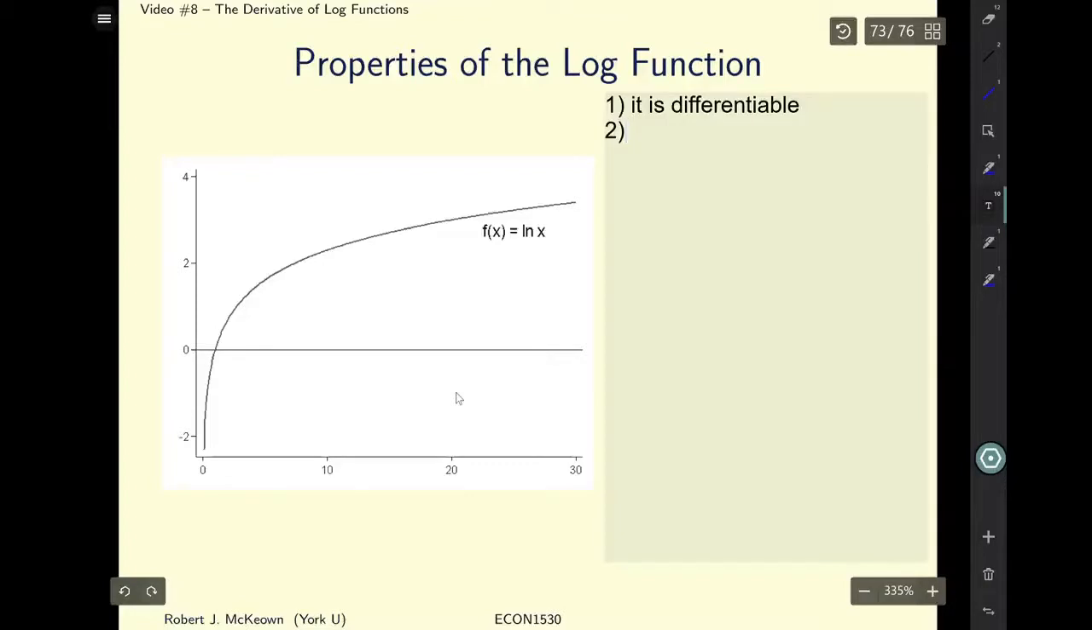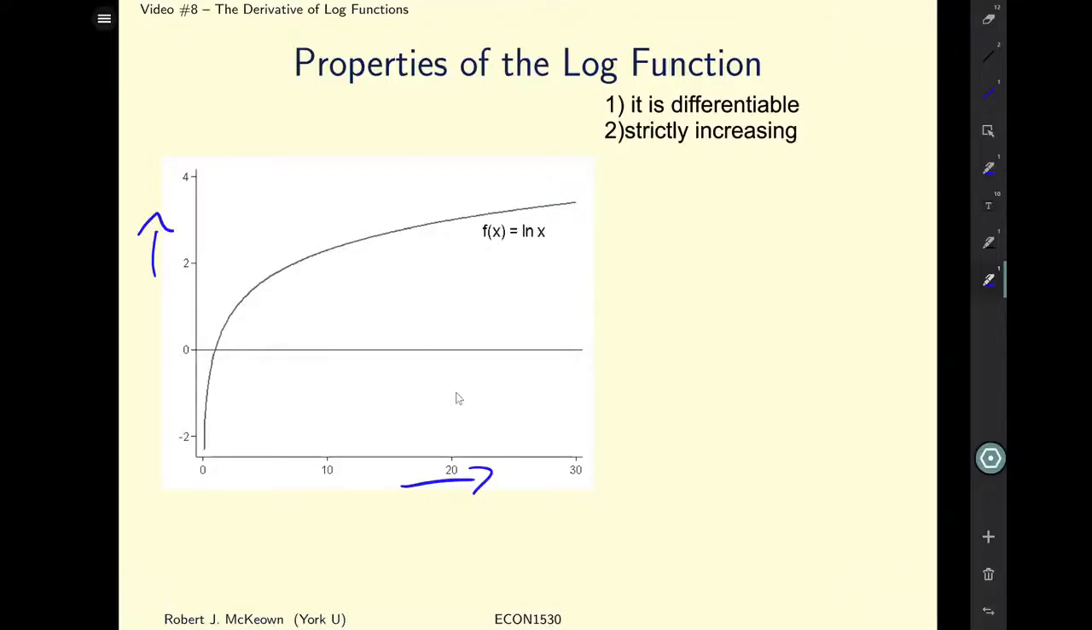2, it's strictly increasing, right? If x gets larger, y also gets larger. Not as big as the change in x, but it is getting larger.